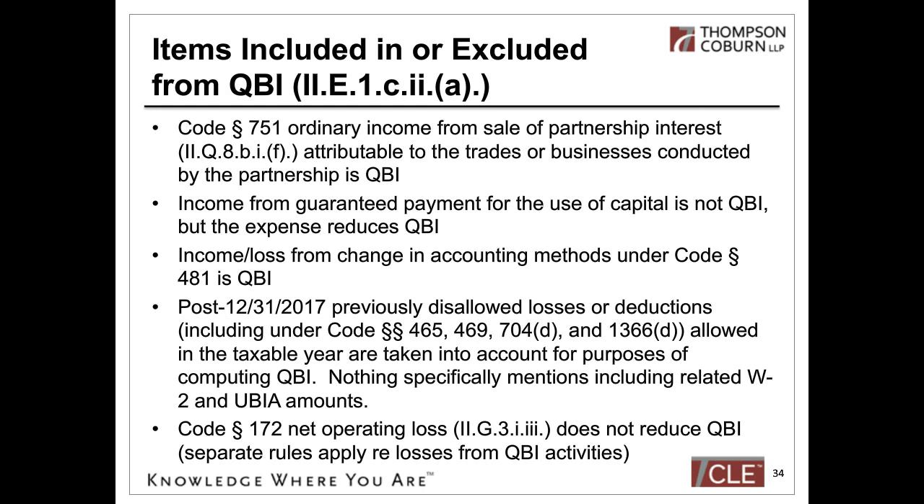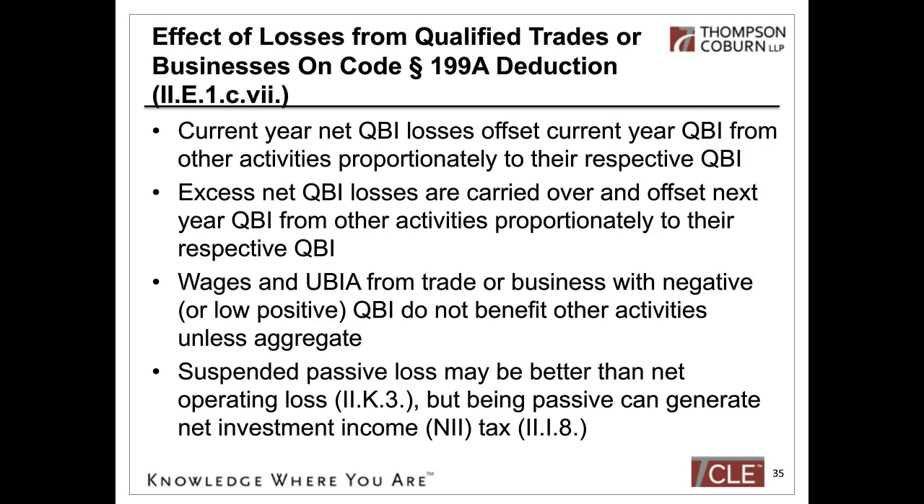Slide 35. Current year net QBI losses offset current year QBI from other activities. So if you have two businesses and one produces a loss and the other one produces income, then that can reduce the amount of QBI. Now, let's suppose that you have one property that is a trade or business, and the other one might not be unless you do some activity, do some work to it.